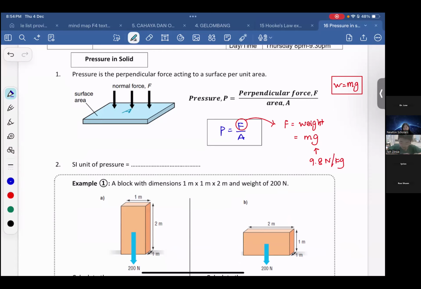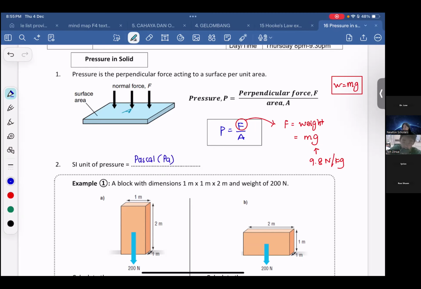So here, what is the unit for pressure? Pressure is force divided by area. Can you tell me what is the unit for pressure? I need to train you. Even if we didn't memorize the unit, we can also work out the unit. Angeline, correct. This is the SI unit called Pascal.